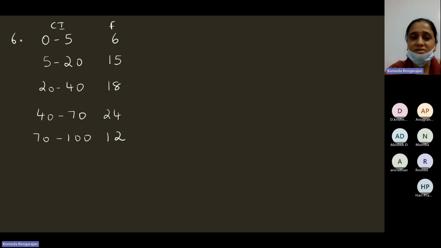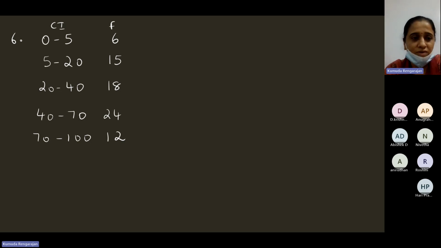Because we see that the class intervals don't have a uniform size. 0 to 5, the class width is 5. Then 5 to 20, it's 15. 20 to 40 is 20. Then 30. To make a histogram, the class intervals have to be continuous. Also, the class intervals must have a uniform class size. Do they have a uniform class size? No.